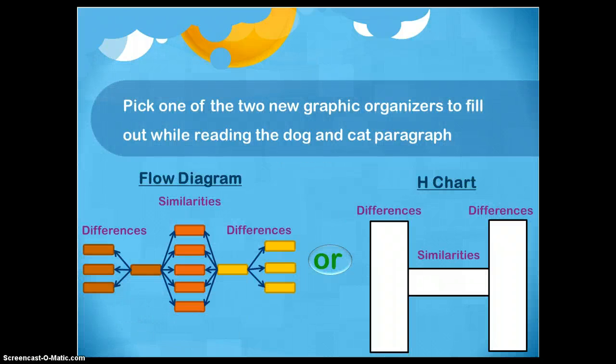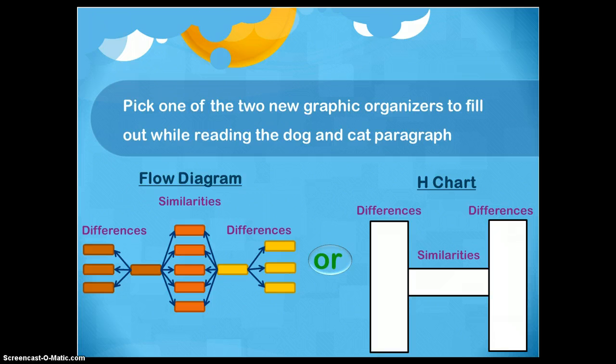Put your thoughts about the story you just read into a graphic organizer of your choice, either the flow diagram or the H chart. If you need a little review, feel free to rewind the video and have another look at them. On the back of your worksheet, draw one graphic organizer and fill it out. Pause the video now and come back when you're done.